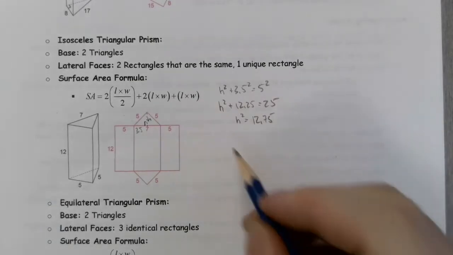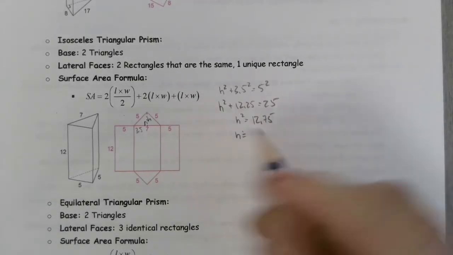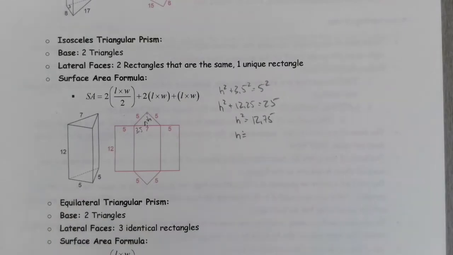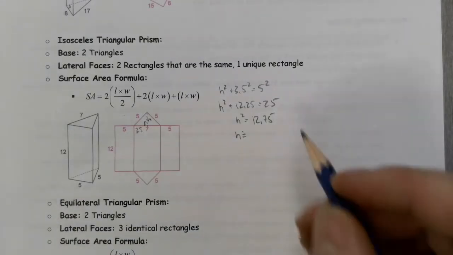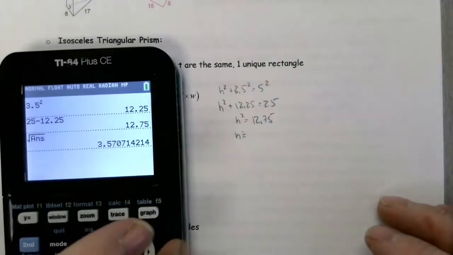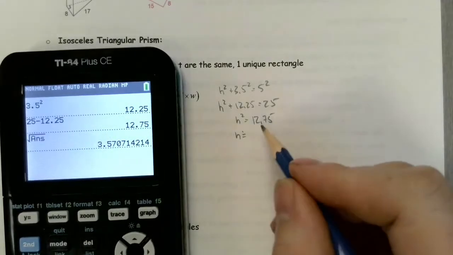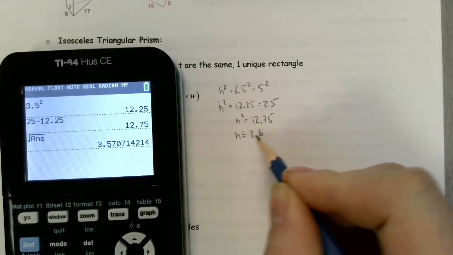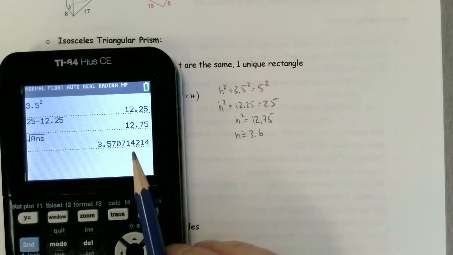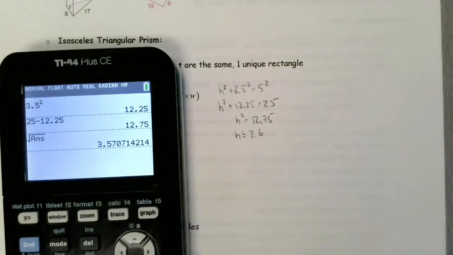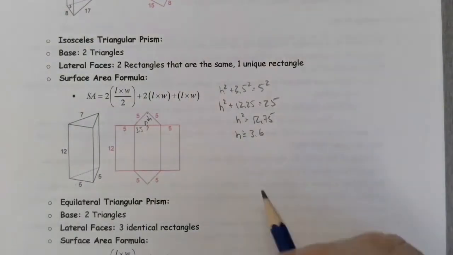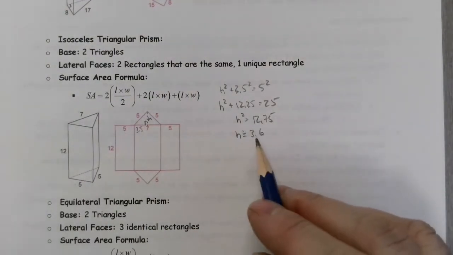12.75. So my h, my height, is going to be approximately, now I'm going to take the square root of that answer that I just got, and I'll show you over here, I'm going to get approximately 3.6. Now I'm going to leave that number in my calculator so I'm using the entire decimal, and that just minimizes any kind of errors that I might get as a result of rounding. So now I know that the height of that triangle is going to be 3.6 here.